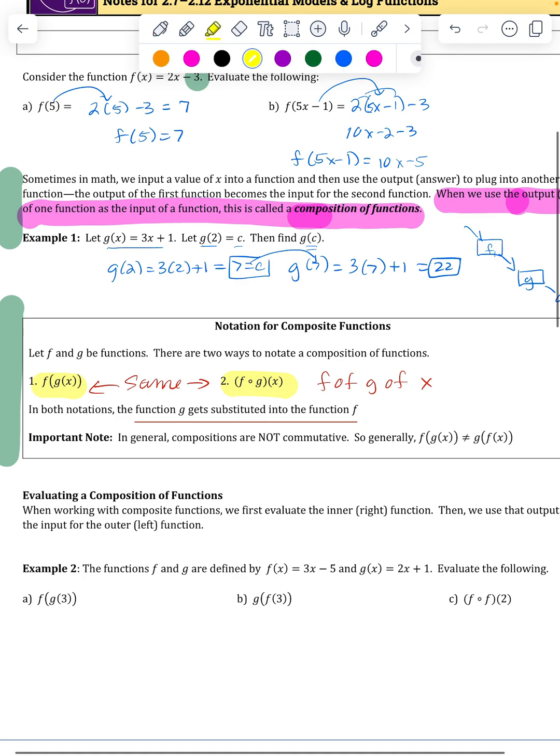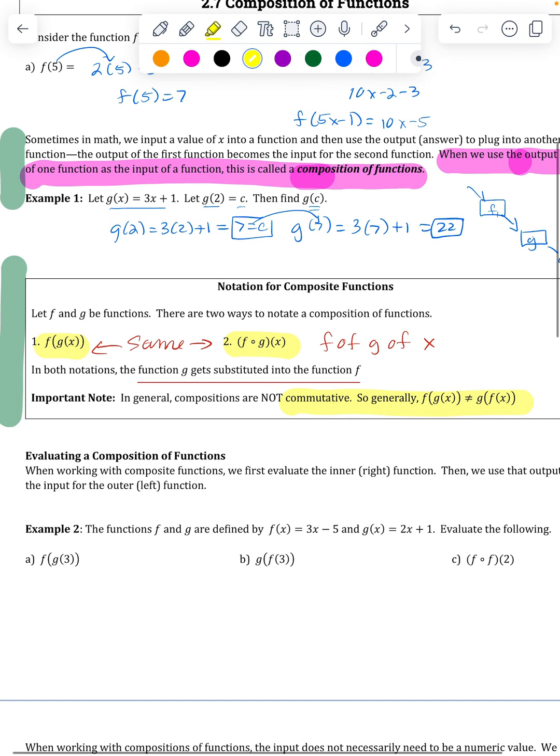This is also kind of a key concept to know: in general, they are not commutative, meaning plugging g into f does not give you the same result typically as plugging f into g. So those are some important concepts to know moving forward. We are going to do a couple of examples in different styles.